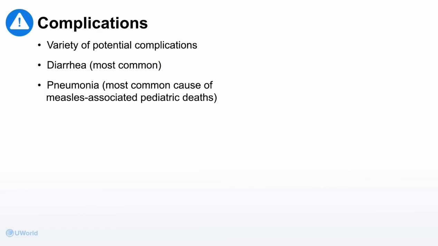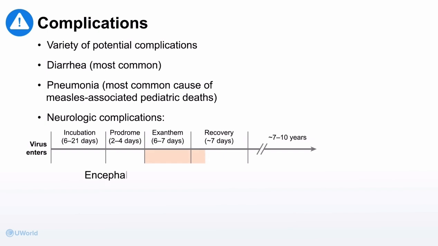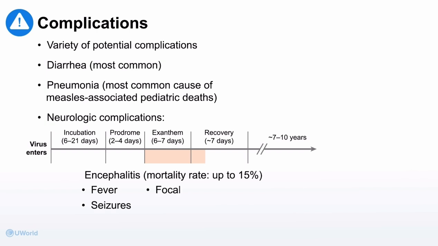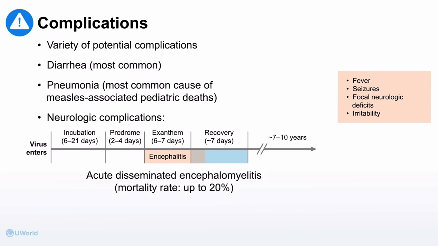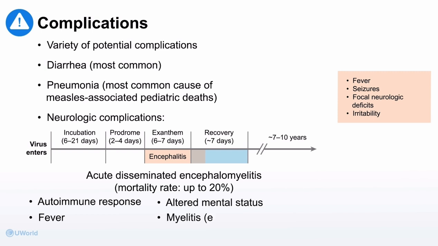There are also several potential neurologic complications that can occur. The first is encephalitis, which typically occurs within a few days of the rash and presents with fever, seizures, focal neurologic deficits, and irritability. Next, acute disseminated encephalomyelitis, which occurs during the recovery period, likely represents an autoimmune response following the infection. Patients may have fever, altered mental status, and signs of myelitis, like extremity weakness and ataxia.